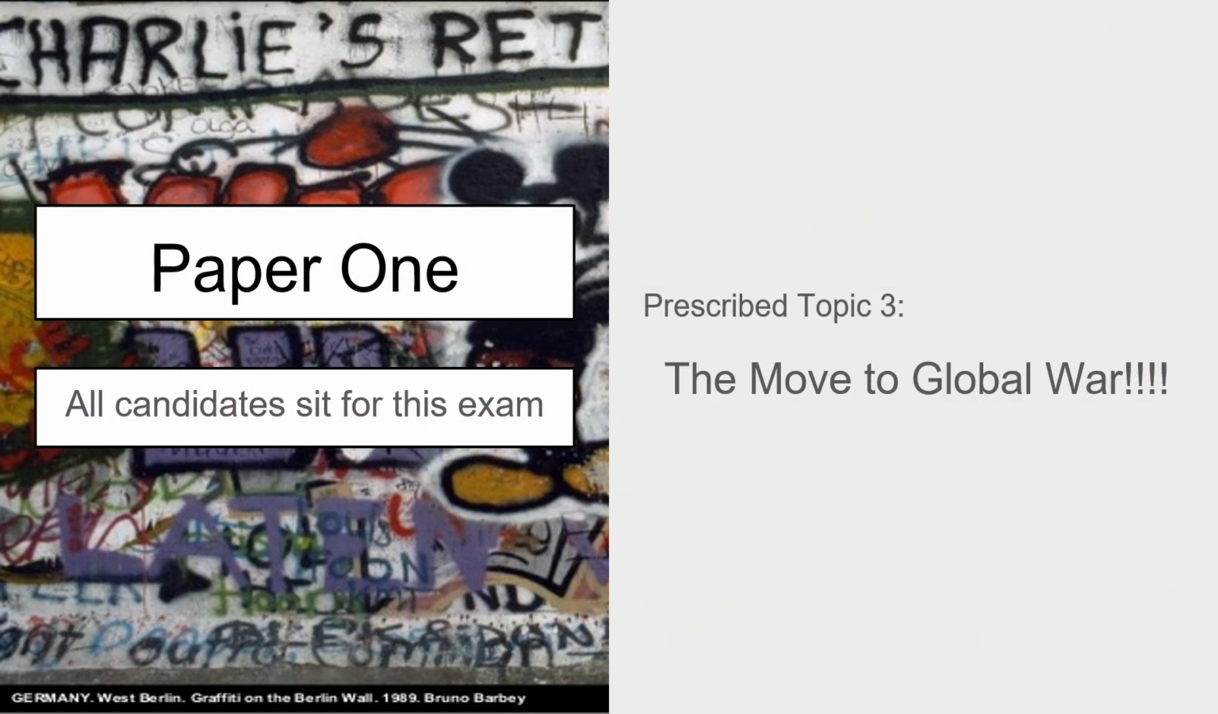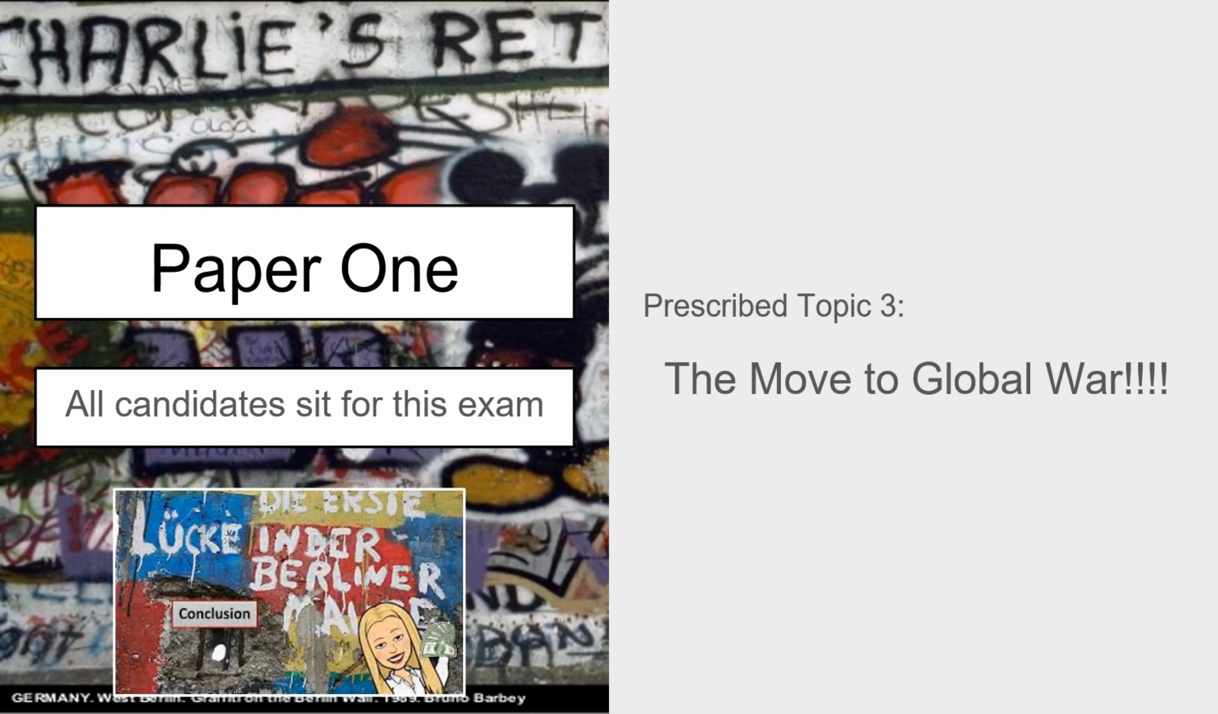So all candidates sit for the paper 1 exam, and your topic is the move to global war. This is incredibly important that you go to the proper topic. You want to go to topic 3. Don't answer topic 1, 2. One year I had this kid who thought that they had to answer all the topics, and so she just started with prescribed topic 1 and just started answering really vaguely. She got all the way to like 4 before she ran out of time. She did not score well.